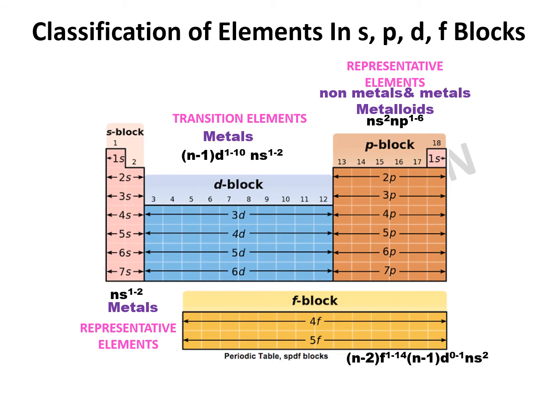The f block general electronic configuration is (n-2)f1 to 14 (n-1)d0-1 ns2. They are mostly radioactive in nature, also known as inner transition elements because they are present within the transition elements. As proper place is not there in the main periodic table, they have been placed at the bottom of the main periodic table.